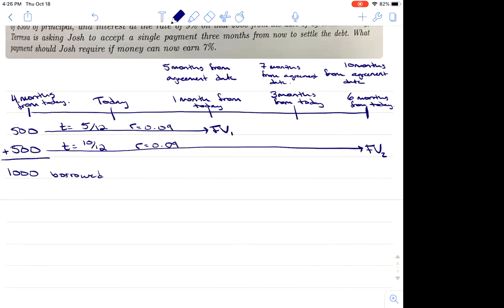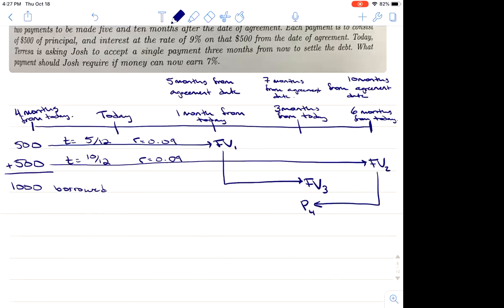This is where the subscripts become important, right? Because we have to indicate, okay, well, at first I have to have future value 1 and 2 because I need to use those to find these next ones. Right? This one is going to become some future value 3. And this future value 2 is going to get pulled back to some P4, right? I'll just put a little note here that this is our focal date.